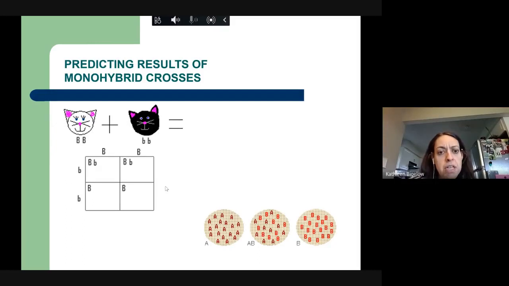You can also see this in animals with fur color, right? You could have a white cat and a black cat give you a white cat, a black cat, or a cat where they have everything.